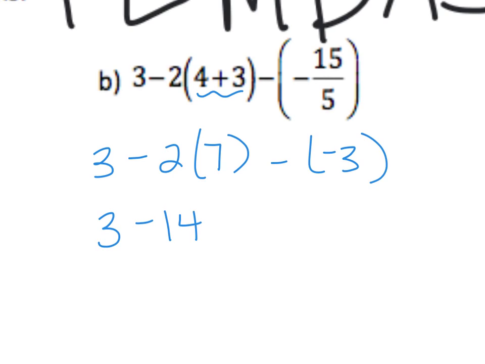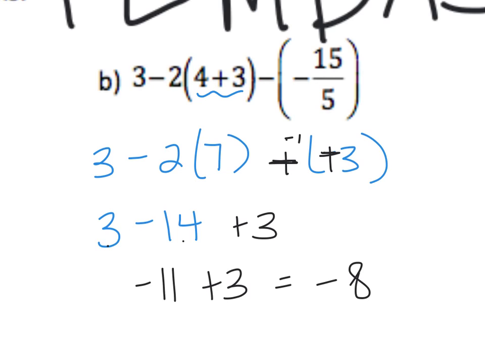Bringing everything down, I see I have a negative and a negative here. Remember, when you have double negatives, those turn positive, just like if you multiply, because you think about that negative out in front as a negative 1. Negative 1 times negative 3 is a positive 3. So working from left to right, 3 minus 14 is negative 11, plus 3 is negative 8.